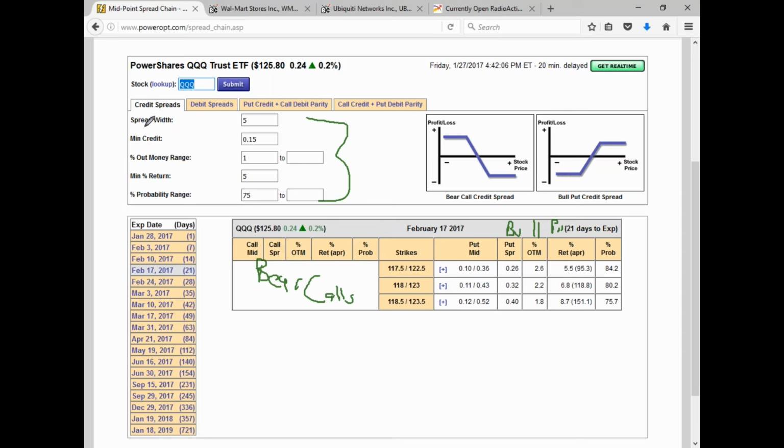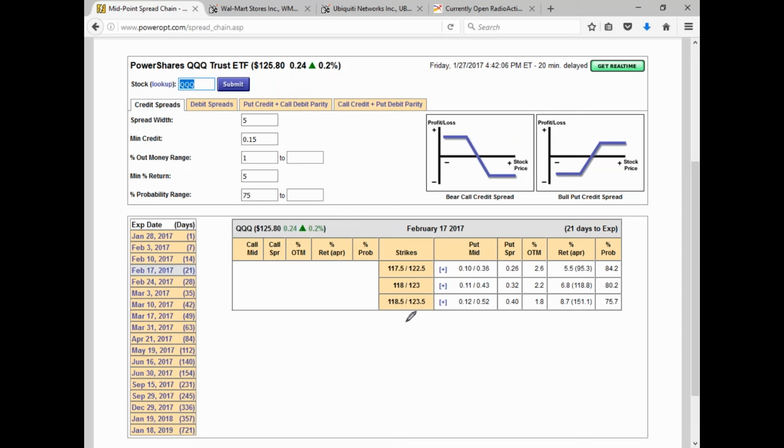And the basic criteria that you can put in, sorry about that terrible penmanship, you can set your spread width, if you want a 1-point spread, a 2-point spread, a 3-point spread, and so forth, a minimum net credit, the range you'd like to be out of the money, the minimum percent return, and the probability range as well. And you can, of course, easily select which date, which expiration cycle you want to look for.